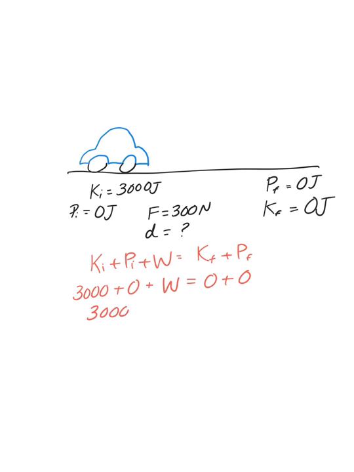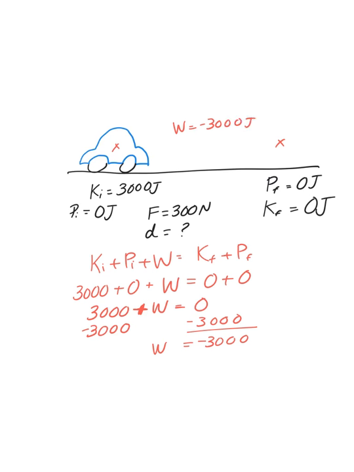So you got 3,000 plus work equals 0. So we're going to subtract the 3,000. Why am I not dividing? Because you have this addition sign in between these two. You can only multiply and divide when you only have multiplication and division on that left side. So we get negative 3,000 is equal to work. So that tells us how much work was done on the car going from one position to another.